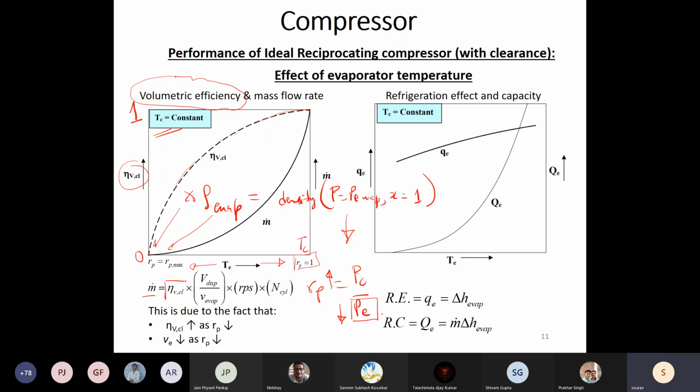Okay, so this is reducing, from the curve itself we can see, because your Rp across the compressor is increasing. So higher Rp, lower is the volumetric efficiency. So one negative effect. The next negative effect is my densities are also reducing if I am reducing the evaporator temperature. So the product of these two will be an even smaller value. So at lower evaporator temperatures, the mass flow rate delivered by your compressor is extremely low.